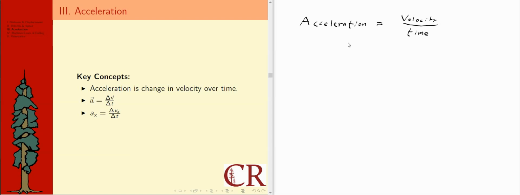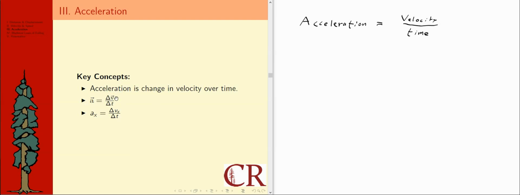The concept of acceleration in physics is that it's a change in velocity over time. And maybe a simple way of summarizing that, which I've put over here in my whiteboard section, is acceleration is equal to velocity divided by time. I've also written here on the key concepts page a couple formulas that describe that same idea.